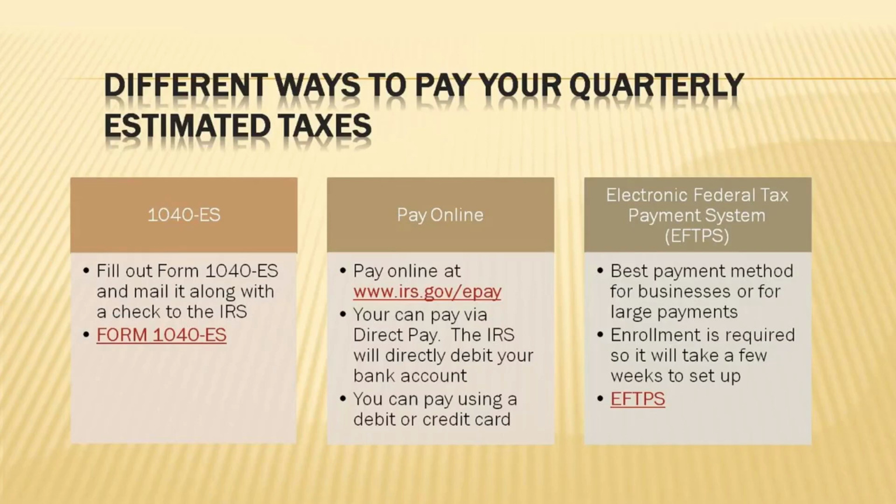Once you've enrolled, all you have to do every quarter is go onto the website and make the payment directly from there. And it's just so easy, so painless. And then you can download a copy of the actual payment voucher and keep it for your records. So that is the EFTPS. You can always go online and just Google it, and it's going to come up for you.